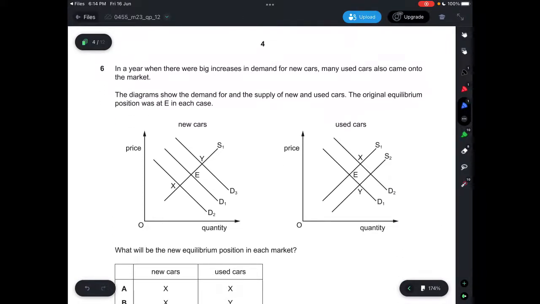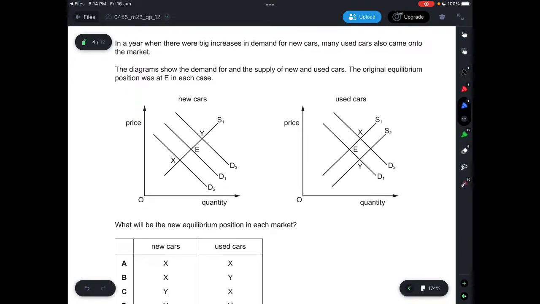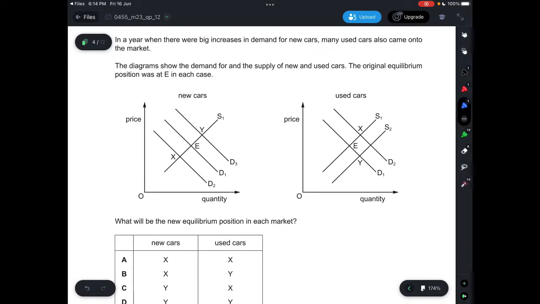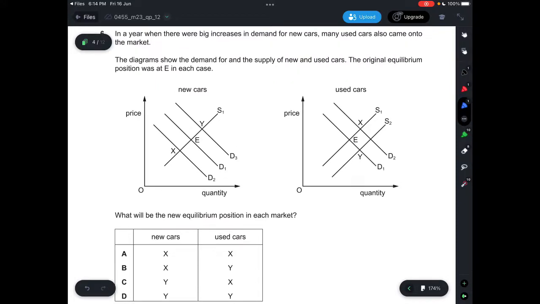Question 6, in a year when there were big increases in demand for new cars, many used cars also came onto the market. And the diagrams show the demand for and the supply of new and used cars. The original equilibrium position was at E in each case. What will be the new equilibrium position in each market? So in a year when there were big increases in demand for new cars, many used cars also came onto the market. So this means that, okay, so there's an increase in demand for new cars, so the demand curve will shift to the right, which means that the equilibrium position for new cars will be Y. So A, B would be incorrect.